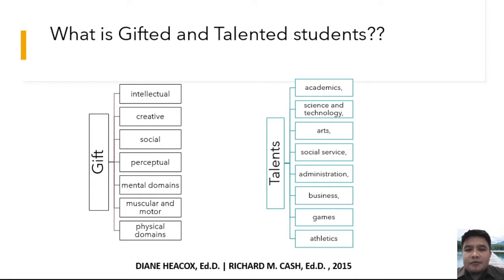Alright, what is a gifted and talented student? A student with a gift and talent performs, so that is a gifted student. They have the capability to perform at a higher level compared to others of the same age, experience, and sometimes environments in one or more domains. They require modification to their educational experience to learn, to realize their potential.